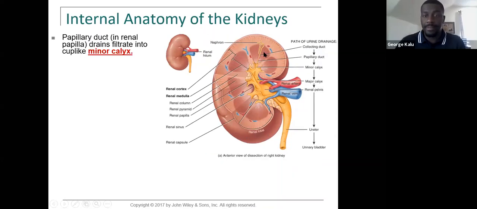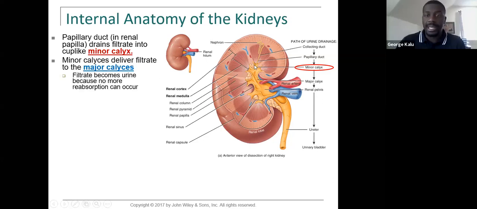From there, the papillary ducts will lead into a cup-like depression called the minor calyx. We have multiple of these minor calyces, which open up into each individual renal papilla. That's going to be the next place where that fluid is going to be entering.